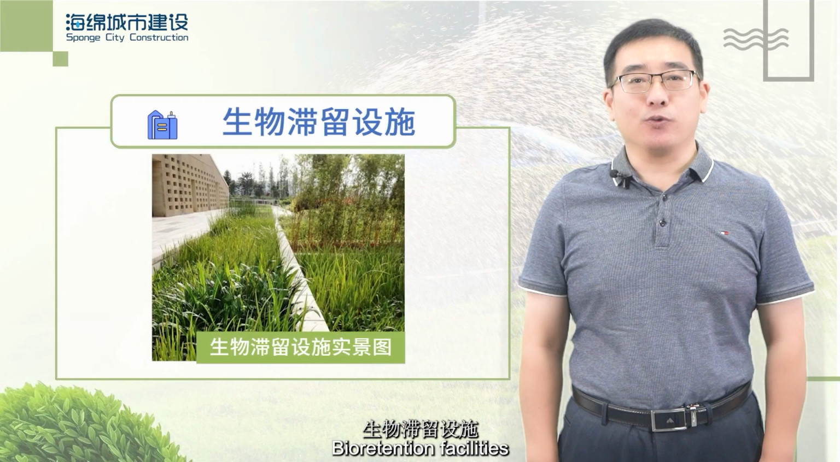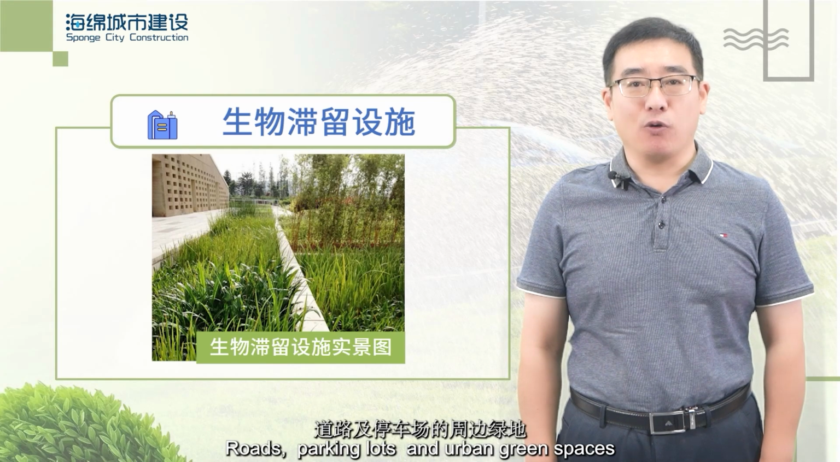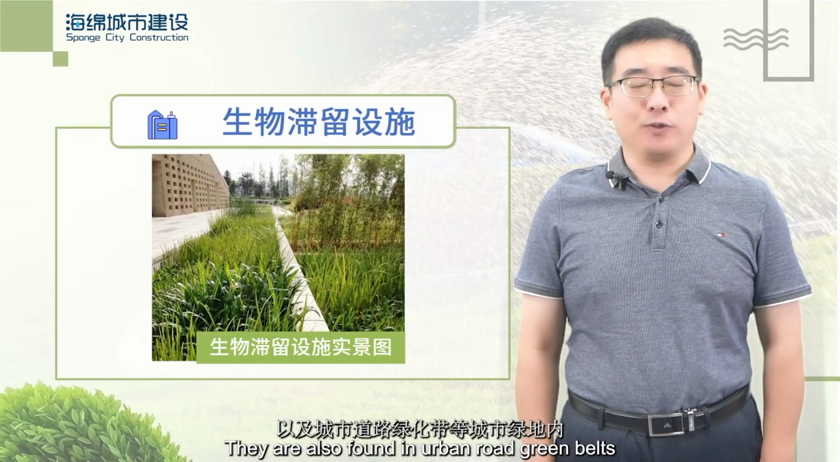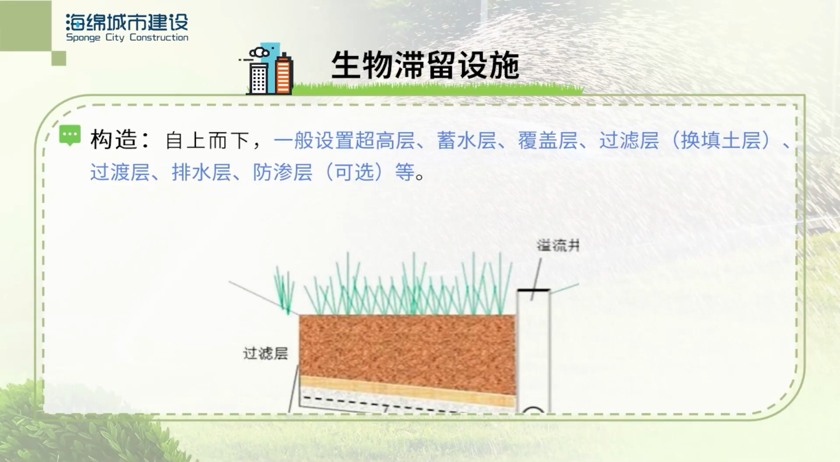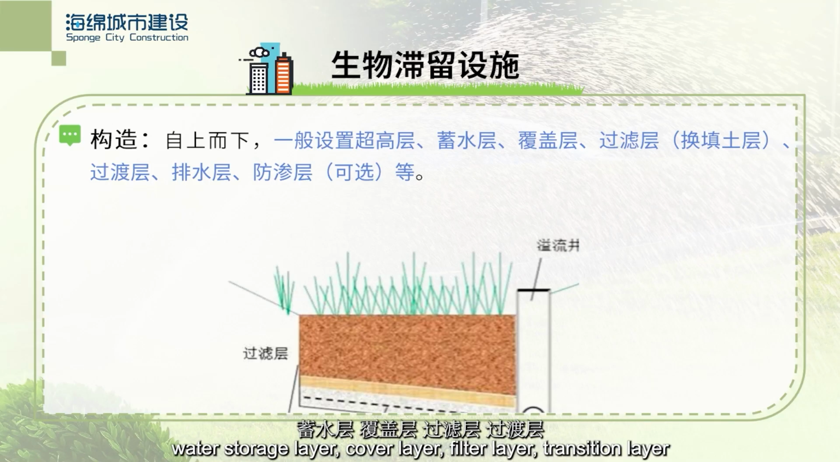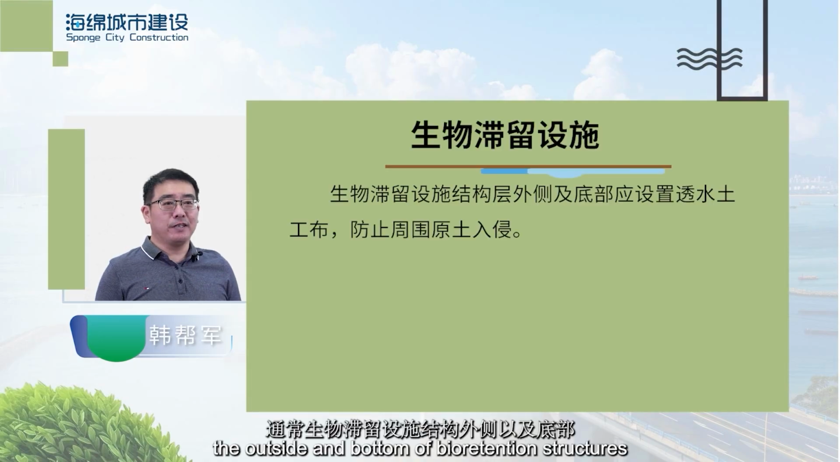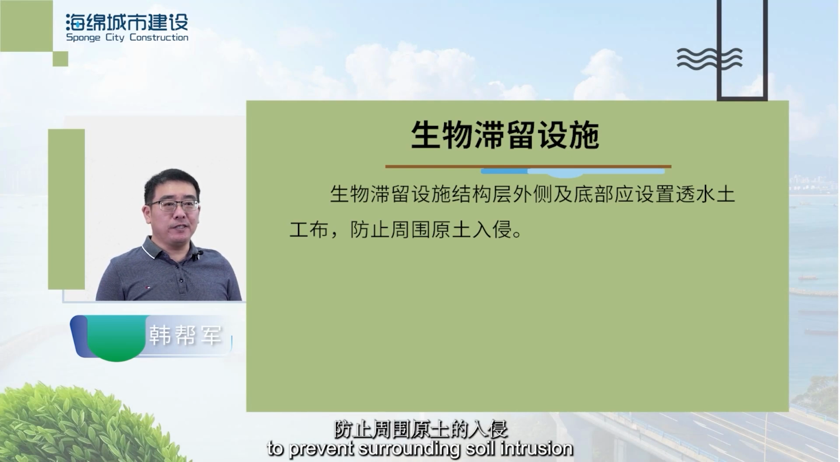Bioretention facilities are mainly used around buildings in residential areas, roads, parking lots, and urban green spaces. They are also found in urban road green belts. The structure of bioretention facilities from top to bottom typically includes an overflow layer, water storage layer, cover layer, filter layer, transition layer, and drainage layer, among others. Therefore, the outside and bottom of bioretention structures should be lined with permeable geotextile fabric to prevent surrounding soil intrusion.